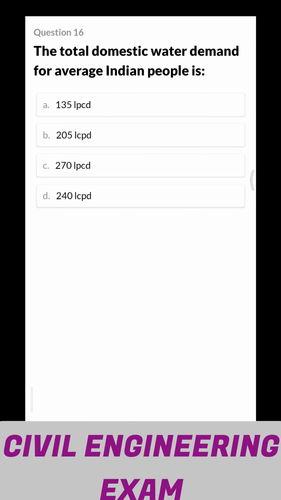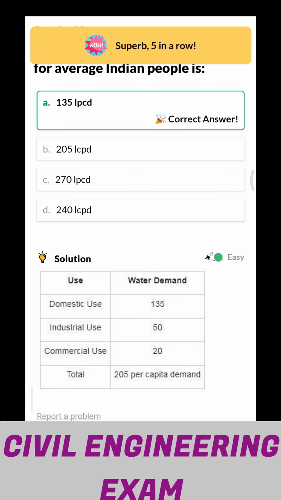So next question, the total domestic water demand for average Indian people is option A 135 liters per capita per day, option B 205 liters per capita per day, option C 270 liters per capita per day, option D 240 liters per capita per day. So the answer is option A, 135 liters per capita per day.